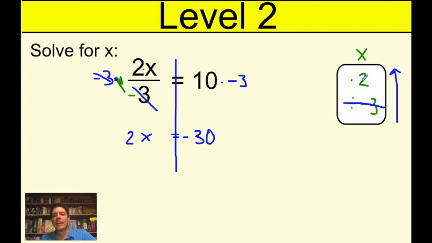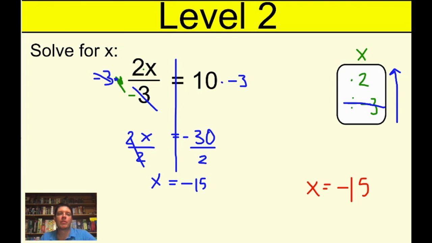Cool. Okay, next chore says times by 2. I can see that happening right here. Oh, I should have changed colors. Sorry. I'm going to go ahead and divide both sides by 2. And that's going to leave me with x equals negative 15. So I'm claiming that x equals negative 15 is the solution, the only solution to this equation.